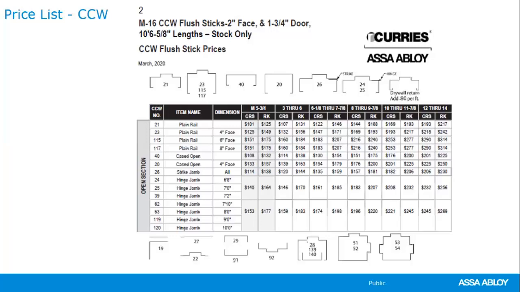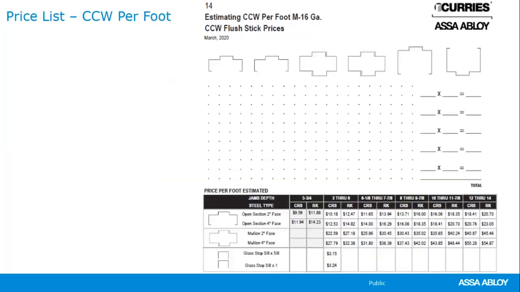One thing with our price book, all of the prices in our price book are list price, and you will need to add your discount. The one nice thing also that Curries has in their price book is the per foot pricing for sight light, bar lights, different configurations of frame material. So you'll see your different types of profiles at the top. And then below, we give you a per foot estimate, depending on if it's a 2-inch face section open, or if you're looking at 4-inch face material, mullions, whether it's 2 or 4-inch face, and glass stops, and there's additional information at the bottom of the page.